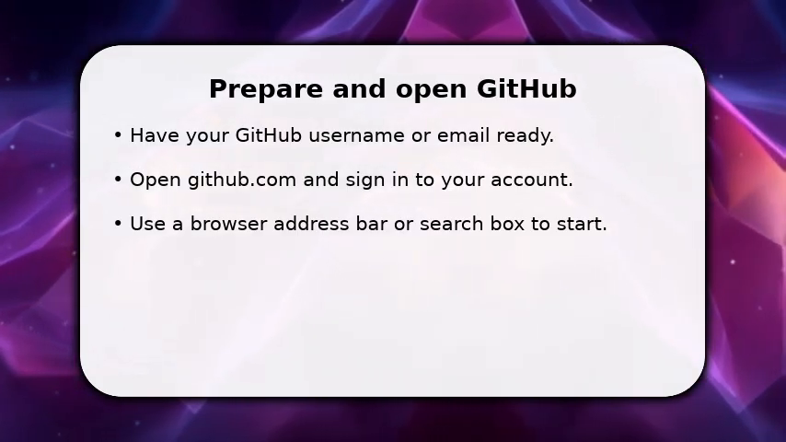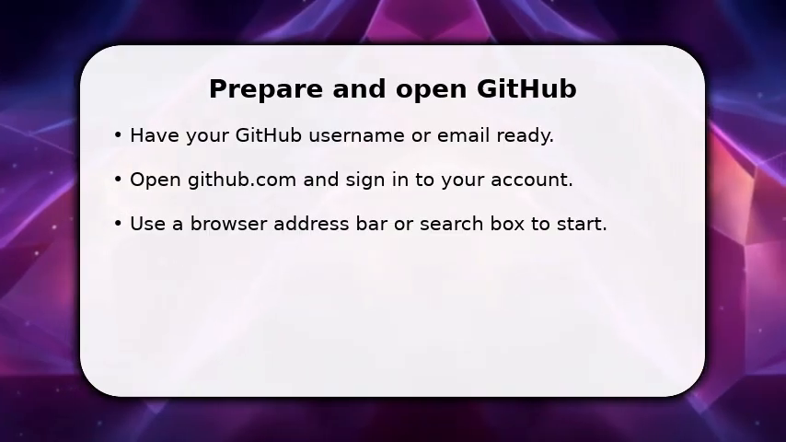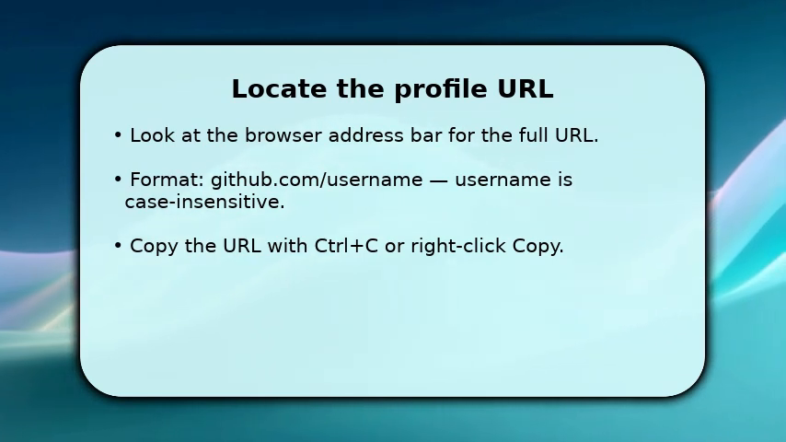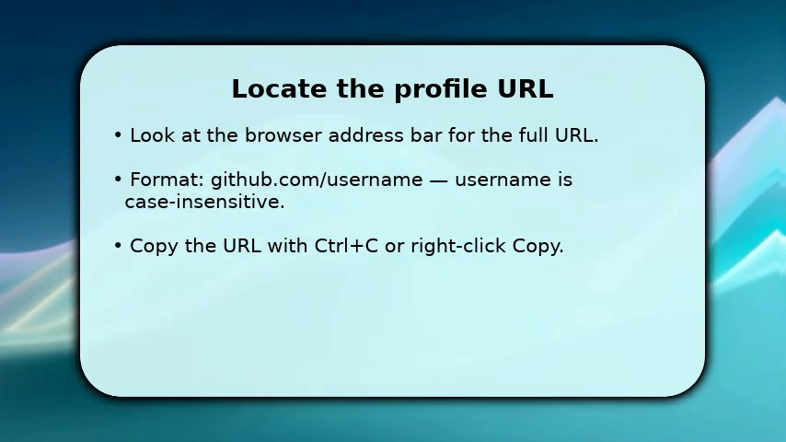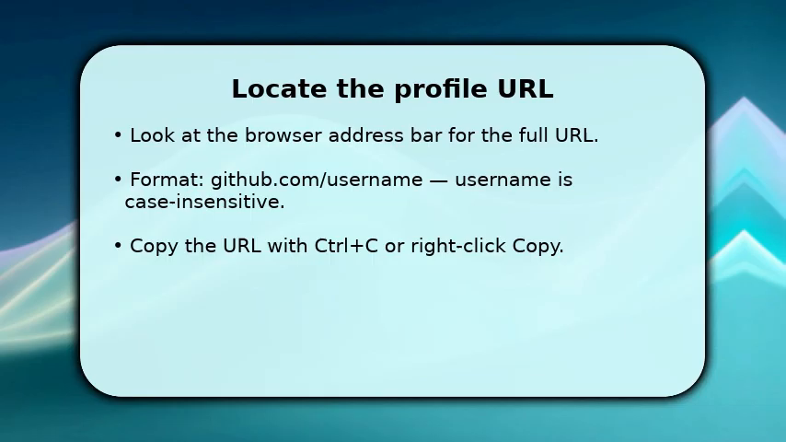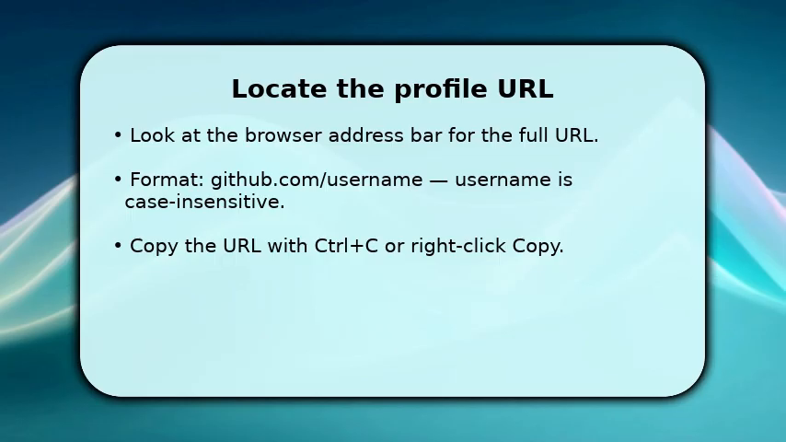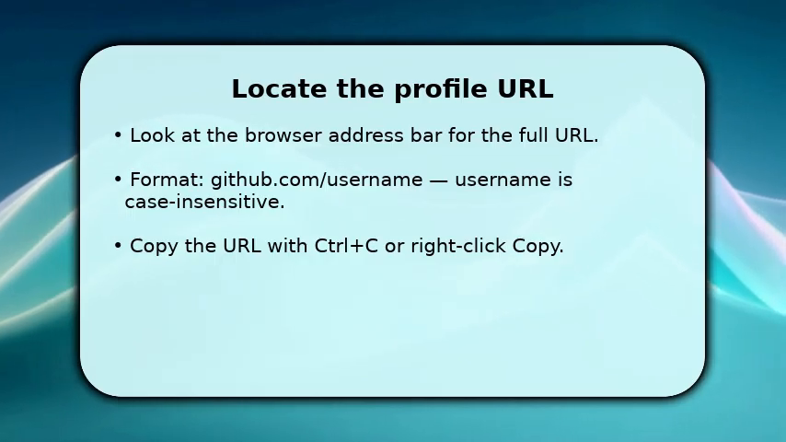Now you should see the profile header and username clearly displayed at the top. Once on the profile page, focus on the browser address bar. The full profile URL appears there as github.com/username. You copy it directly. Use Ctrl+C on Windows or CMD+C on Mac, or right-click and choose Copy.